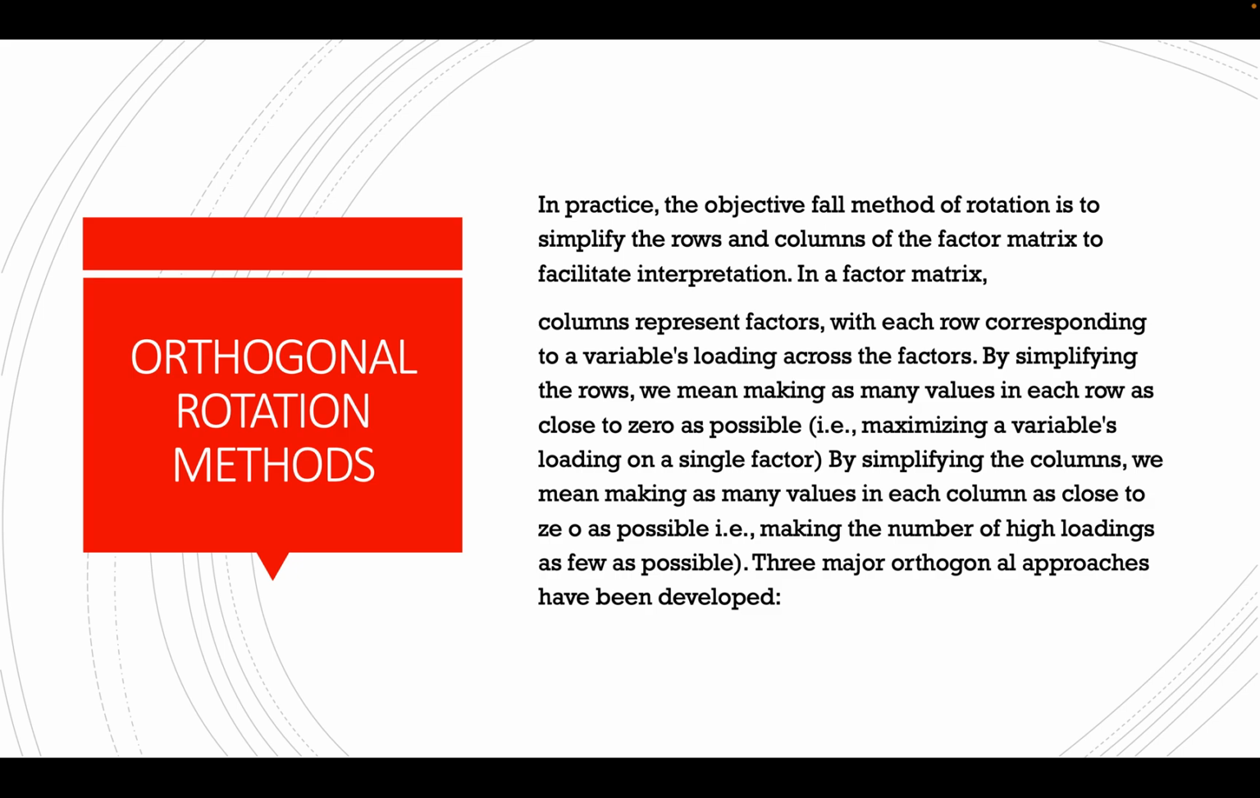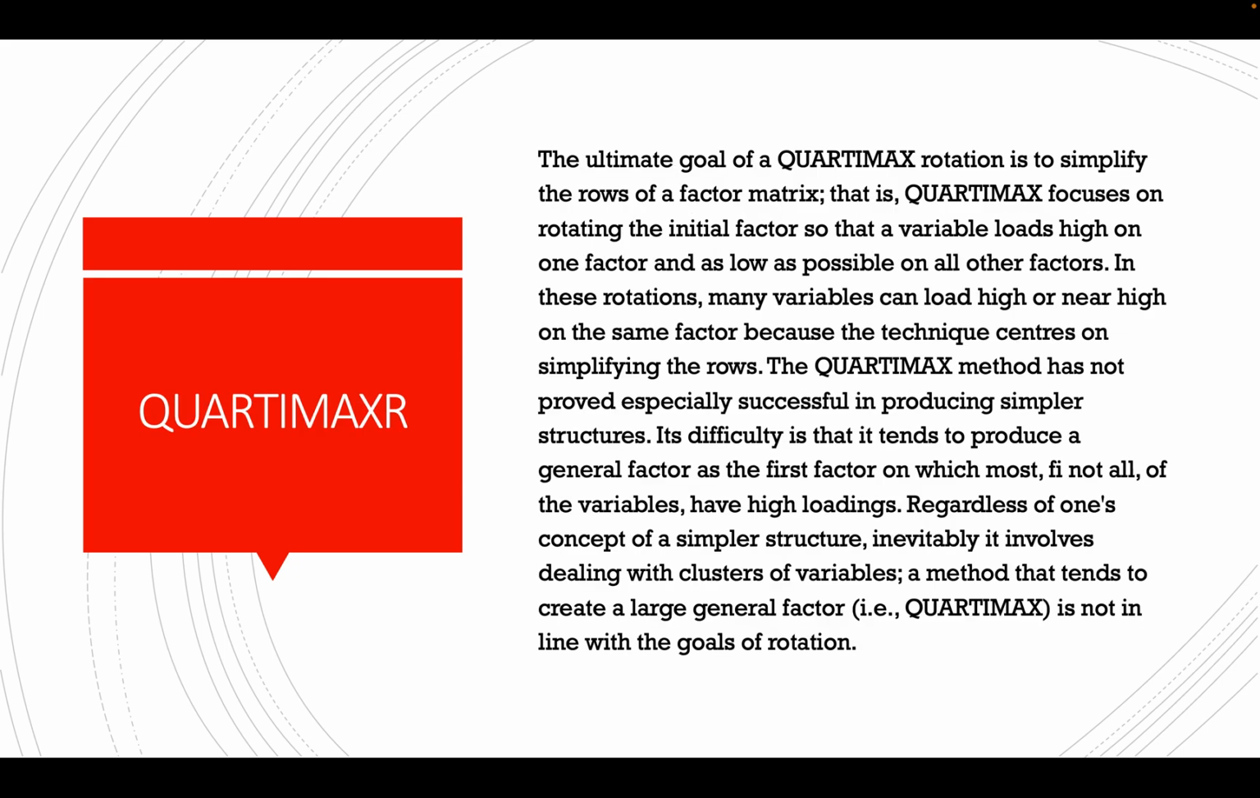Three major orthogonal approaches have been developed. First, Quartimax. The ultimate goal of Quartimax rotation is to simplify the rows of the factor matrix. Quartimax focuses on rotating the initial factors so that a variable loads high on one factor and as low as possible on all other factors. In this rotation, many variables can load high or near high on the same factor because the technique centers on simplifying the rows. The Quartimax method has not proved especially successful in producing simpler structures.